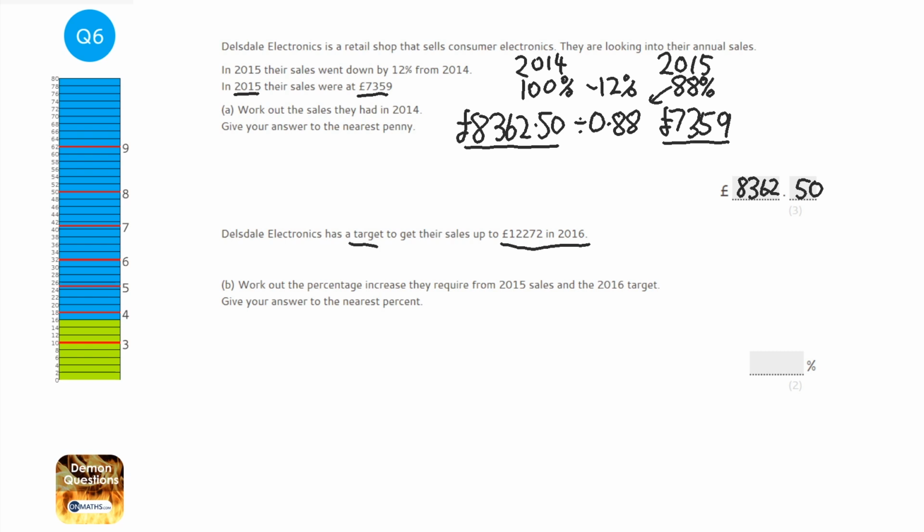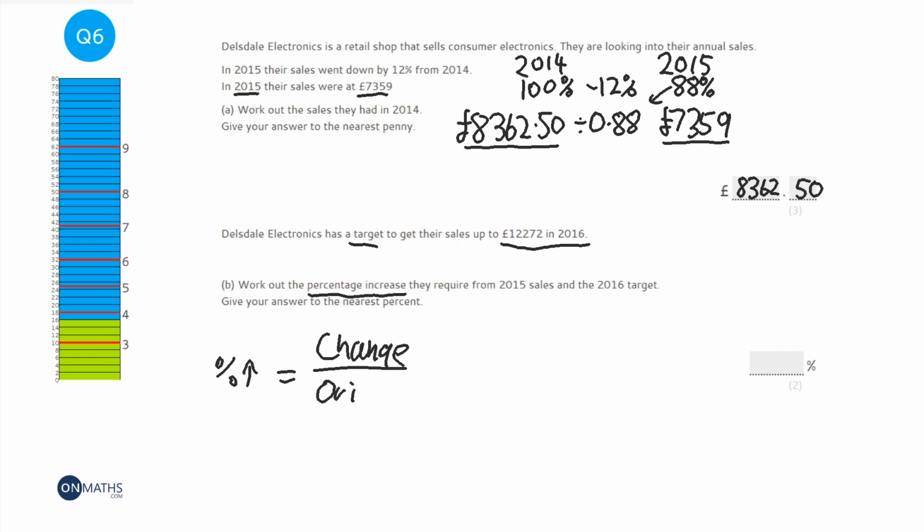Okay, and the next question says that they have a target to get their sales up in 2016. What's the percentage increase? Now, percentage increase or percentage decrease, it's the same formula, it's change over original times 100. So the change, well, that's going to be 12272. Take away the 2015 sales. So that's that one there.